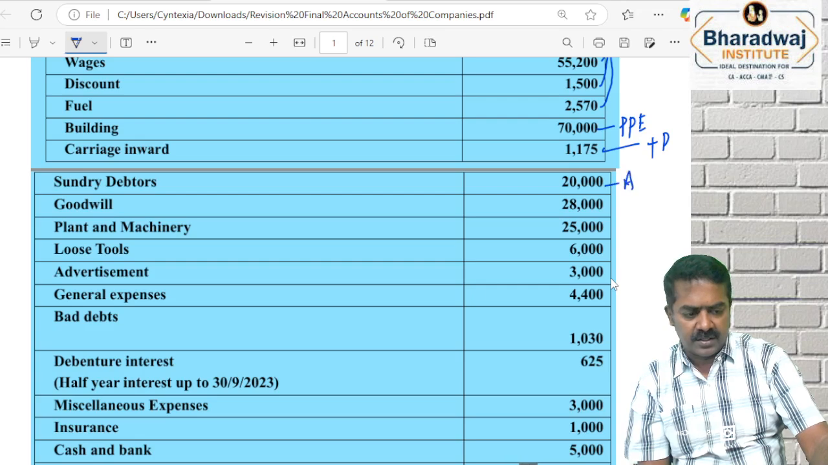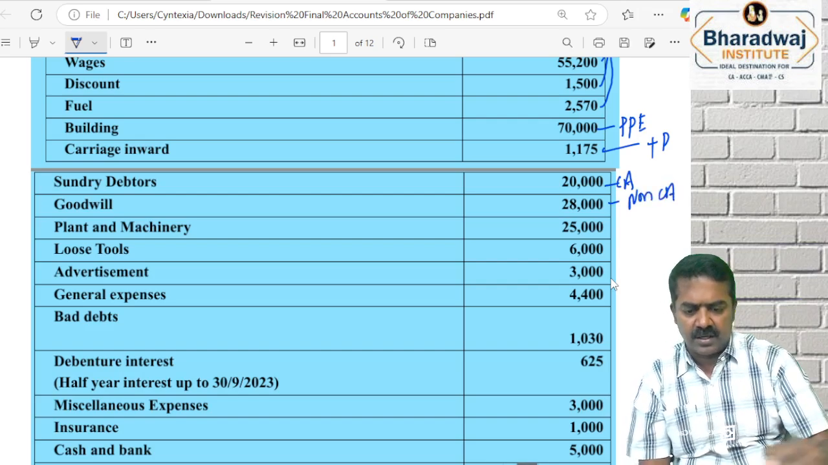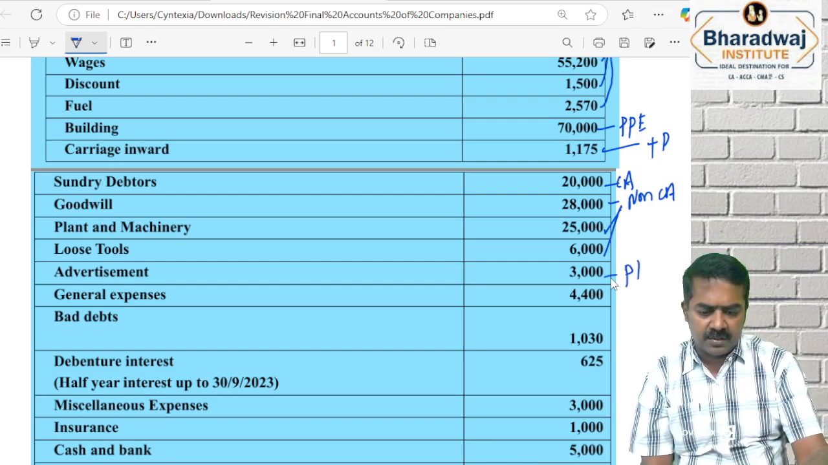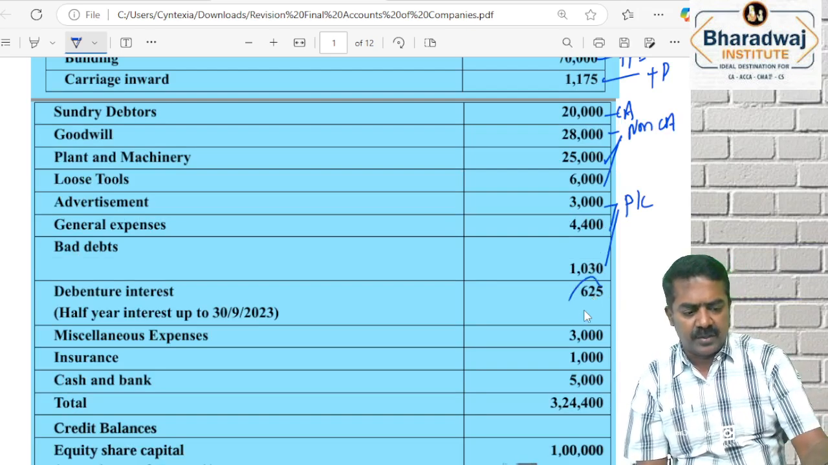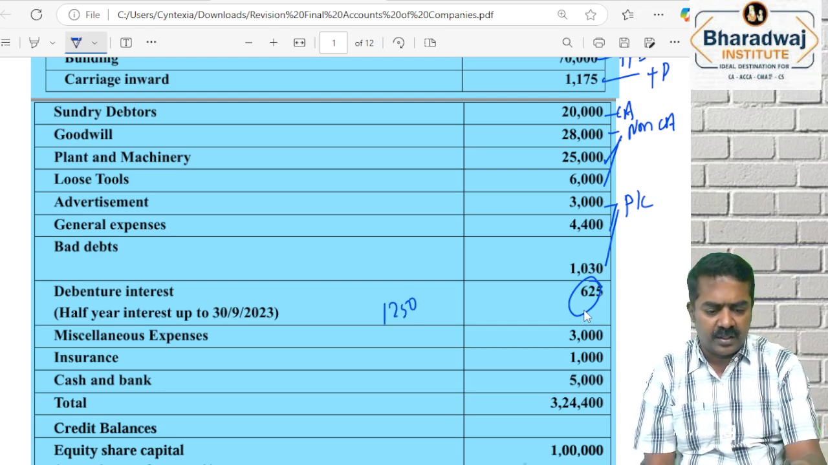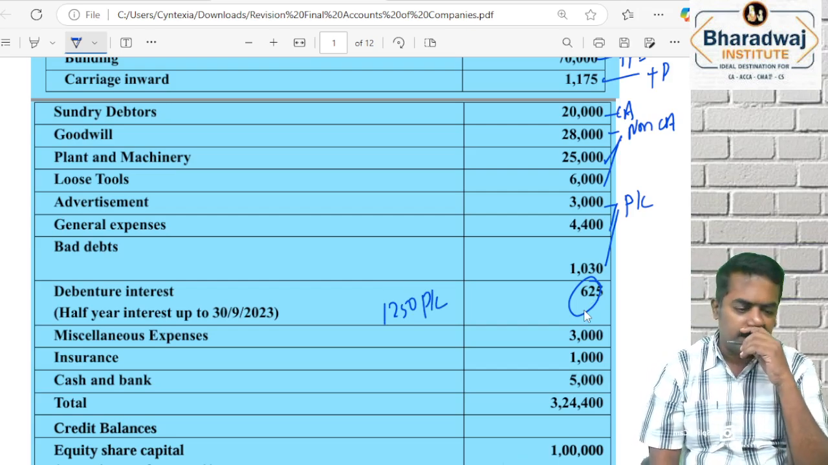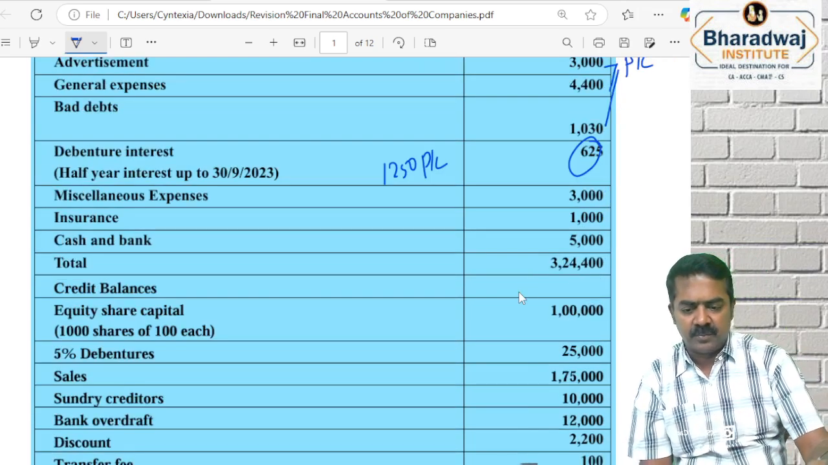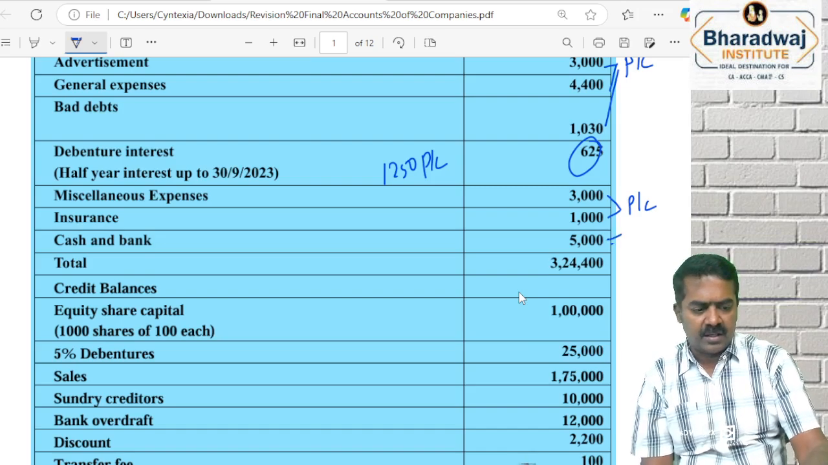Debtors will come in current assets. This will come under intangible assets, non-current assets. Plant and machinery, loose tools, of course, will come under non-current assets, tangible assets. Advertisement will come in other expenses, P&L account. General expenses, bad debts. Debenture interest paid only for the half year: if half year is 625, for the full year it would have been 1250. 1250 is what we are going to charge in the P&L account. The remaining 625 we will show as outstanding expenses on the liability side. Miscellaneous expenses, insurance, everything will come in the P&L account. Cash and bank will come in current assets.